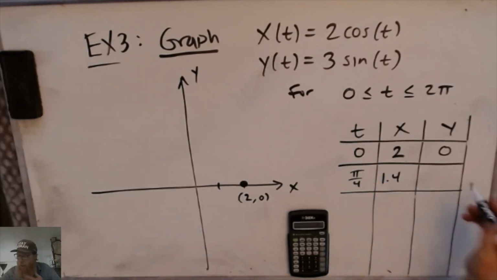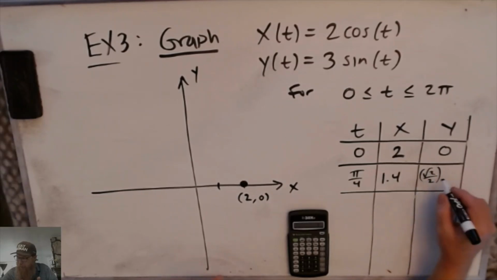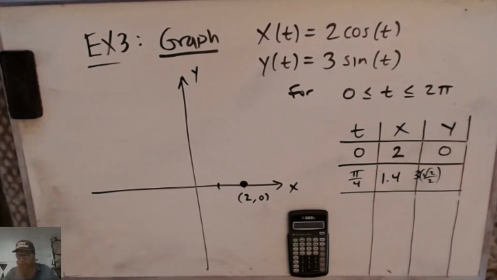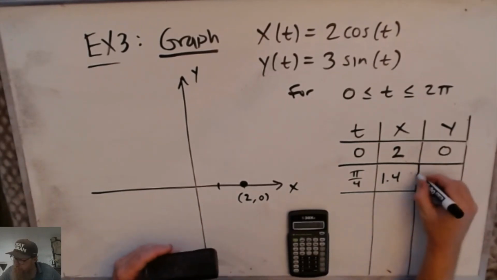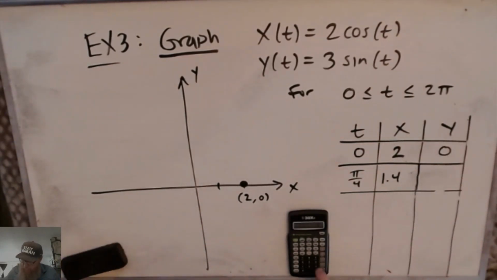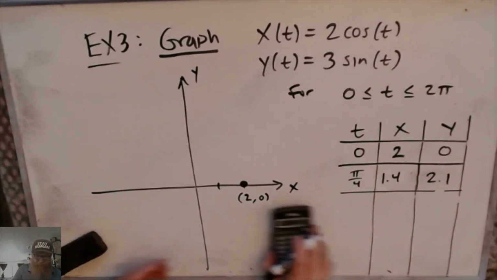So if you want to show all the work, it would be root 2 over 2 and then all times 3. I don't have enough room in this little chart to do that, so I'm just going to do it on my calculator here. So I've got root 2 over 2 times 3 is 2.1.